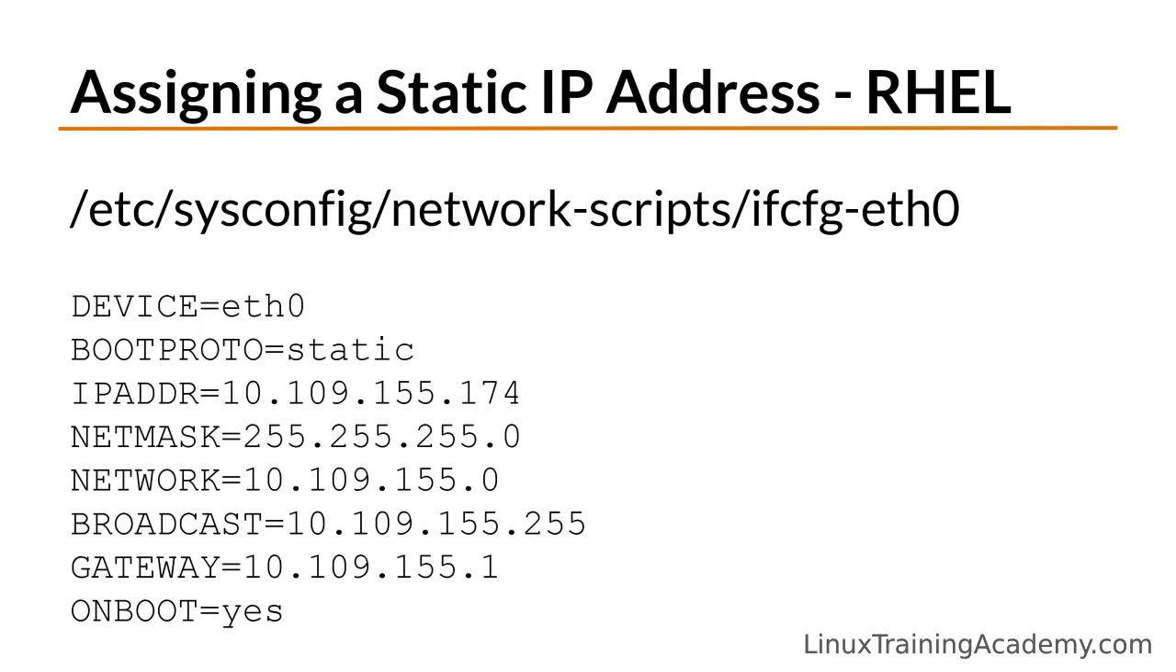You can also assign a static IP address to a Linux system. For Red Hat-based systems, edit the network interface configuration file located in /etc/sysconfig/network-scripts. Be sure to set the BOOTPROTO variable to static. Assign the IP address, the net mask, network, broadcast, and gateway as shown on the screen. If you want the network device to be activated at boot time, set ONBOOT to yes.